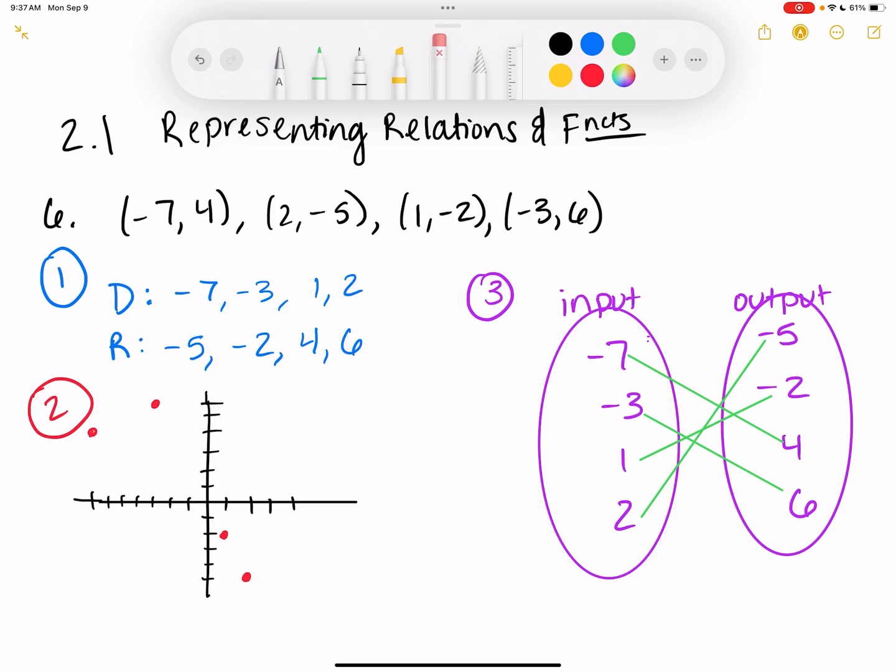Inputs are repeated. If there's a repeated input, it is not a function. Can you ever repeat an output? Yes. Okay. Wait, but in the notes it said if an input has more than one output, it's not a function.